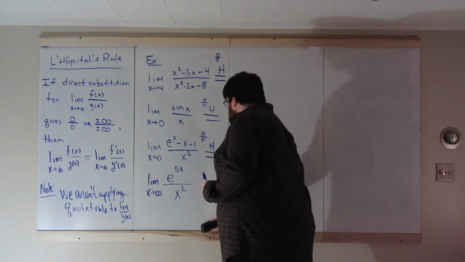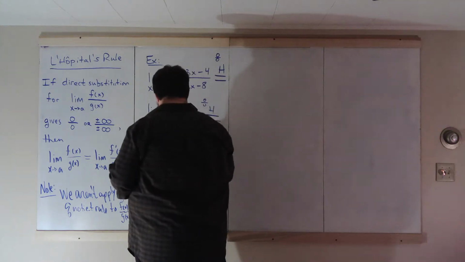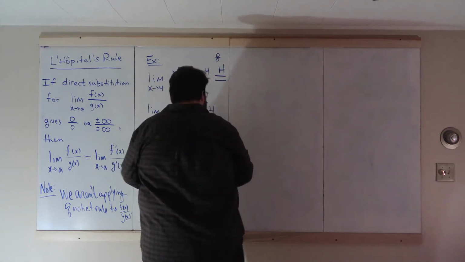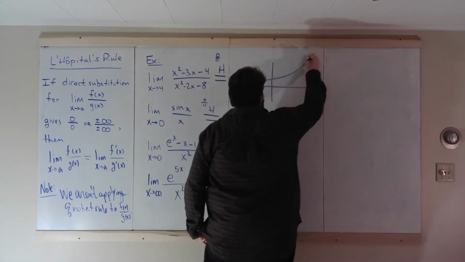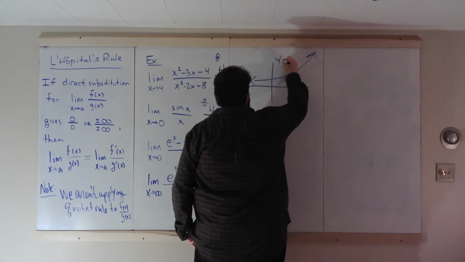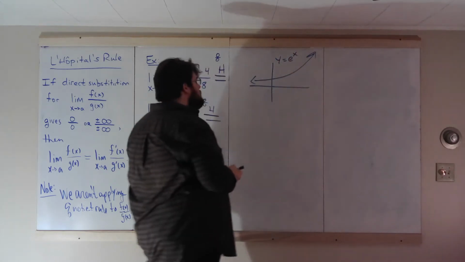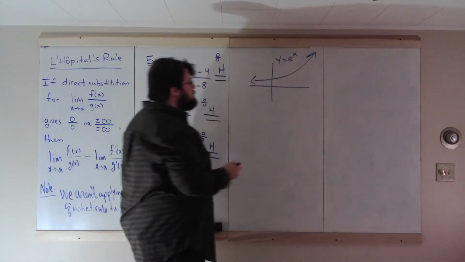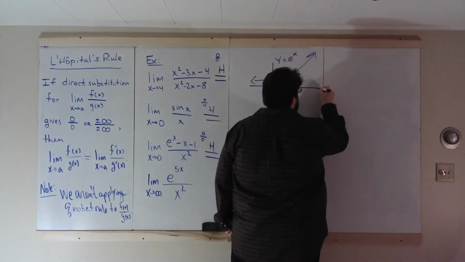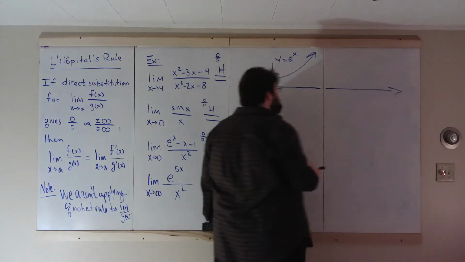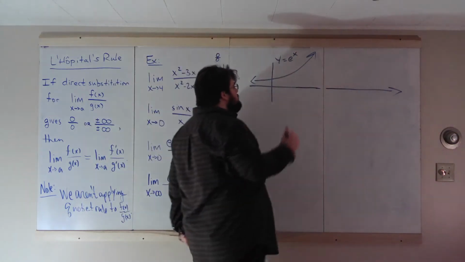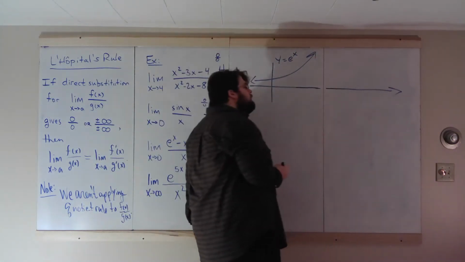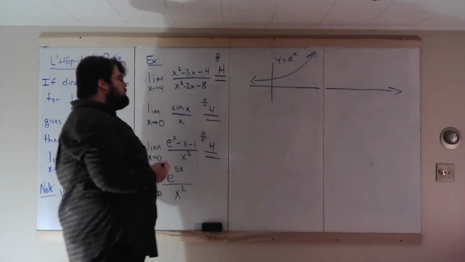Yeah, I'll leave it on the bottom. Limit as x goes to infinity of some function. Here's e to the x. Limit as x goes to infinity says, what does the function do as x keeps going in the positive direction? And in this case, for e to the x, you can see the function keeps going up. So in that case, the limit would be infinity.